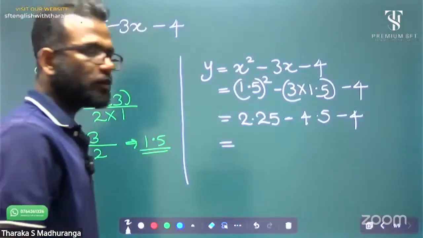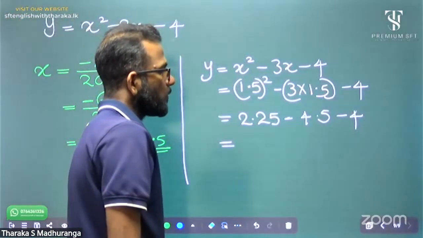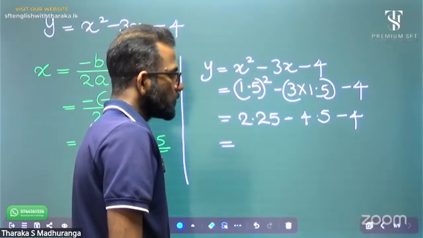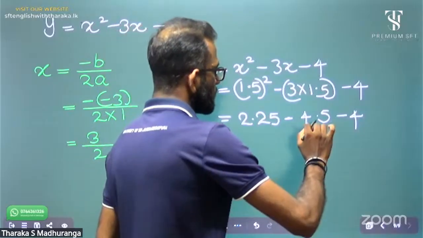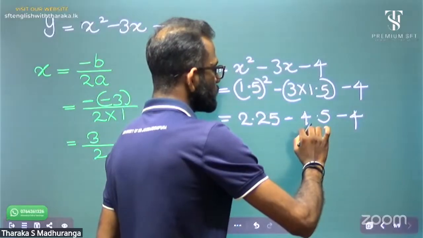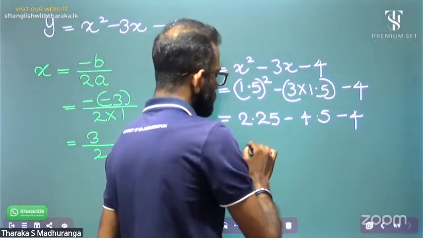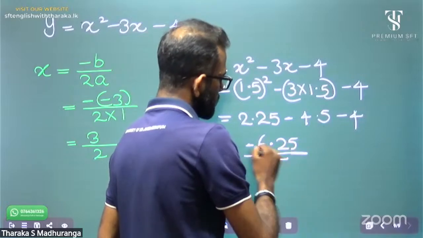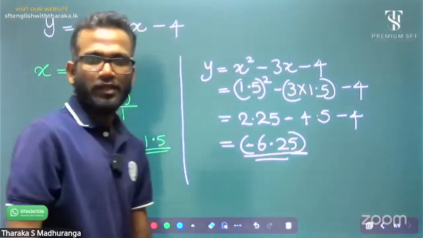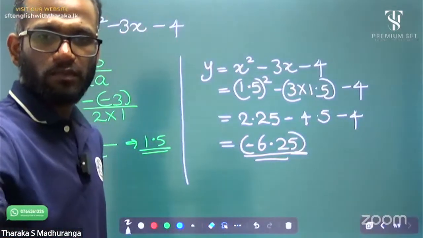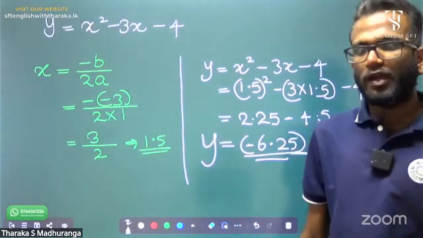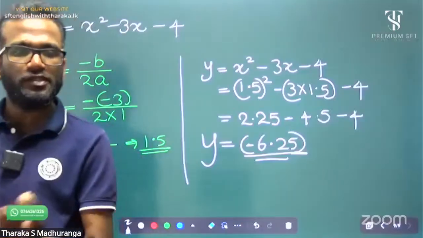Minus 6.25. Method: 2.25 minus 2.25 minus 4, which is minus 6.25. Okay, that is the y value. Now you can find the turning point of any quadratic function.